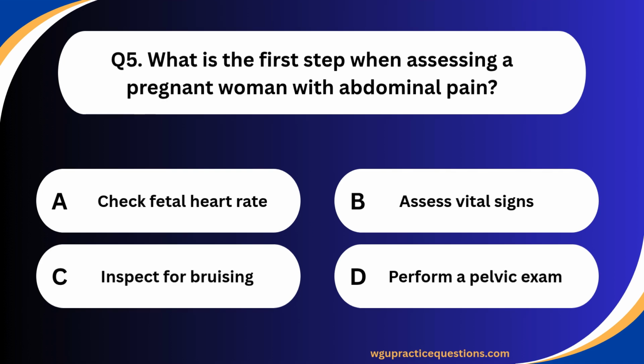Question 5. What is the first step when assessing a pregnant woman with abdominal pain? A. Check fetal heart rate. B. Assess vital signs. C. Inspect for bruising. D. Perform a pelvic exam. Which one is the correct answer?